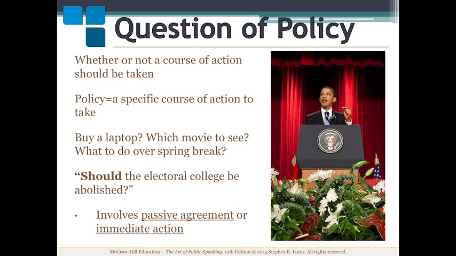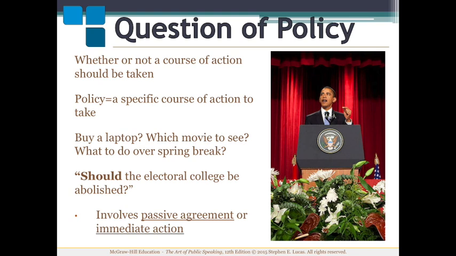So, the last one here is questions of policy. Another way to think about this: whether or not a course of action should be taken. Again, you see this happening a lot in politics. Policy is a specific course of action to take. For example, why to buy a laptop, which movie to see, or what to do on spring break? What should you do? Here's a more serious question you could use: should the Electoral College be abolished?